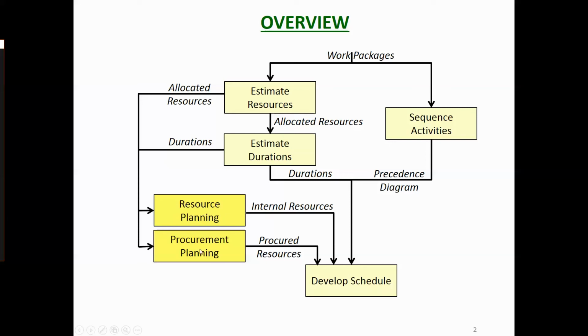Now, resource planning and procurement planning are closely related. They just relate to how you're going to get it. So resource planning relates to internal resources, how you're going to obtain them internally. Procurement planning is how you're going to procure them. So these two things are both related to: we need resources, how are we going to get them? Well, we either have them sitting in our own organization, or we need to go out and procure them from other organizations external to our organization.